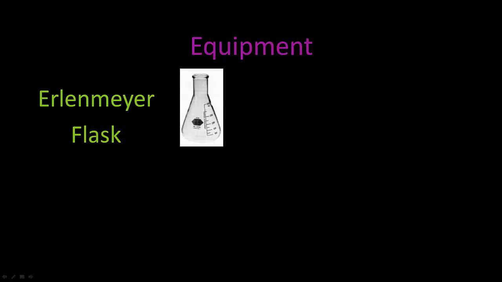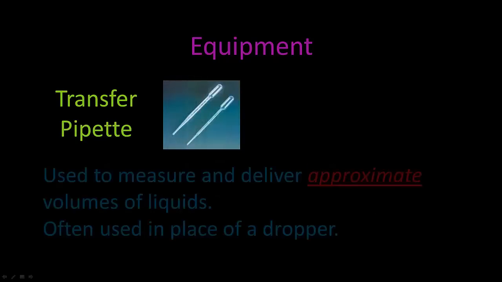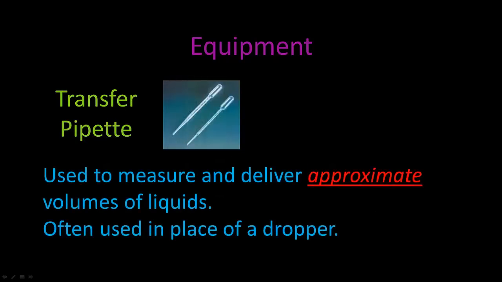Next one's an Erlenmeyer flask. An Erlenmeyer flask is a glass container used to contain approximate volumes of liquid. The small mouth accommodates a stopper for storage or shaking. Approximate means that it is a qualitative piece of equipment. Transfer pipettes are used to measure and deliver approximate volumes of liquid, often used in place of a dropper. If it's approximate, that means it's qualitative.